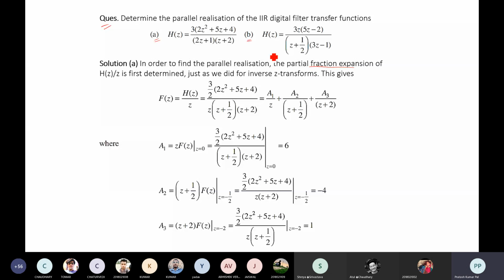To do the partial fraction expansion, what we do is h of z divided by z. So first of all, we will be finding h of z divided by z.